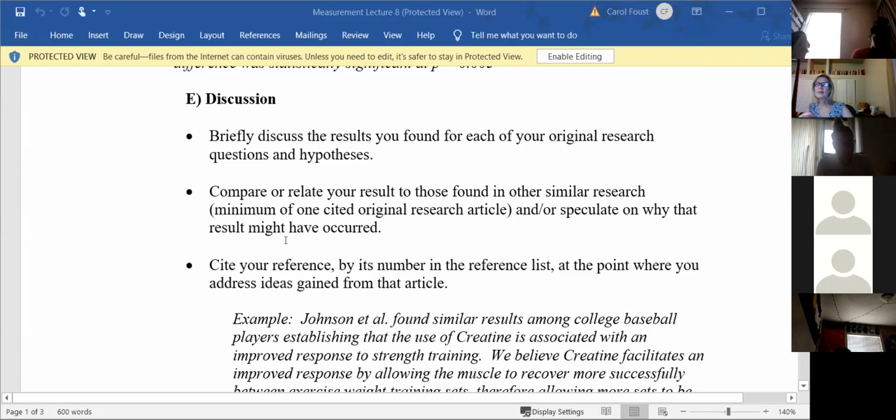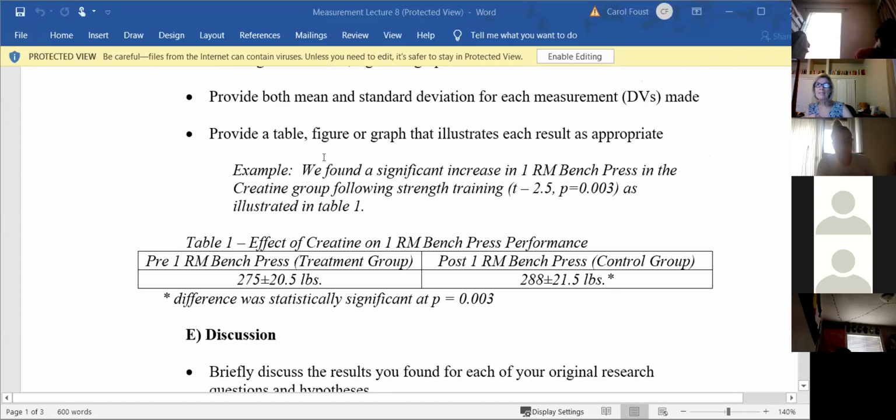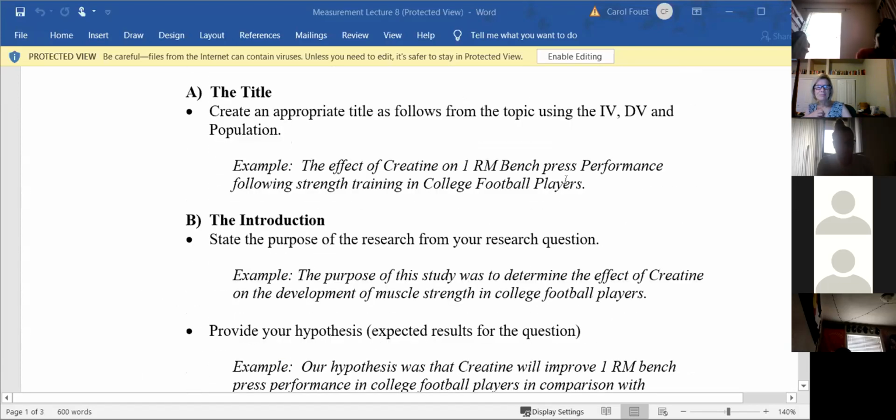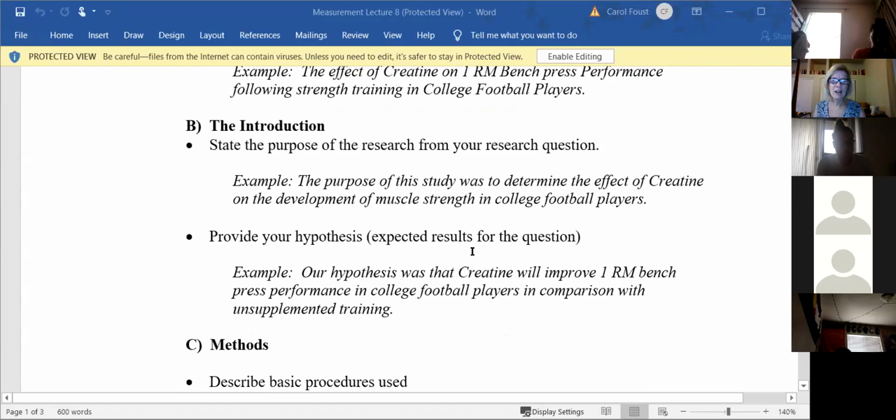and then what your recommendations are. So for the case of this example, on this data, the inferential test of the t-test was run. The probability showed that there was a significant difference. And so if I go back to my hypothesis, it was that creatine will improve the 1 rep max bench press. So was that a 1-tail test or a 2-tail test?